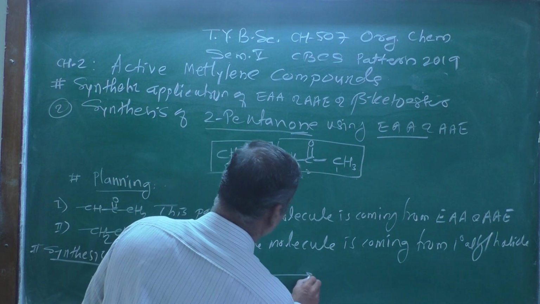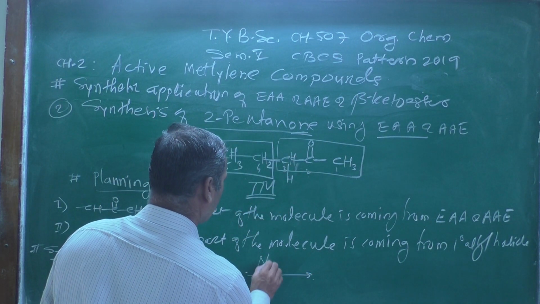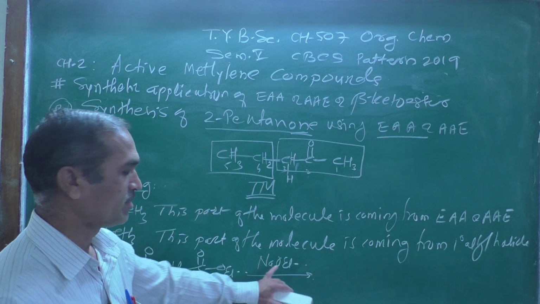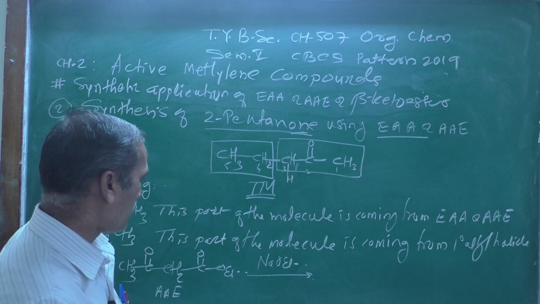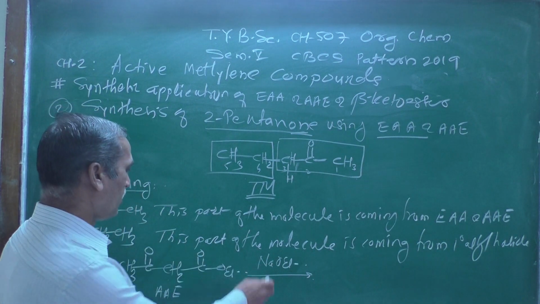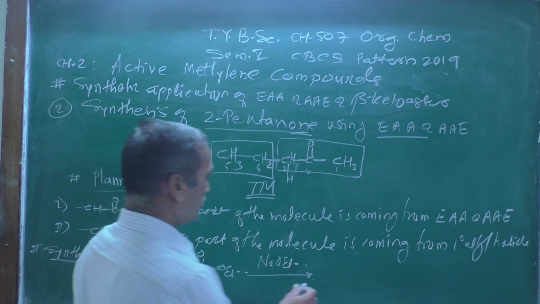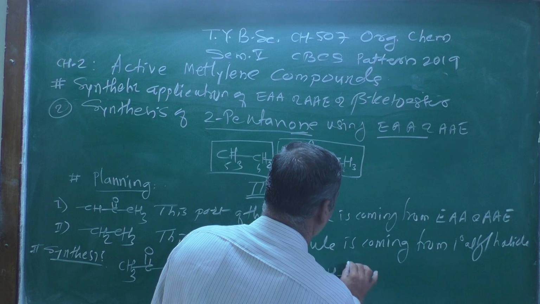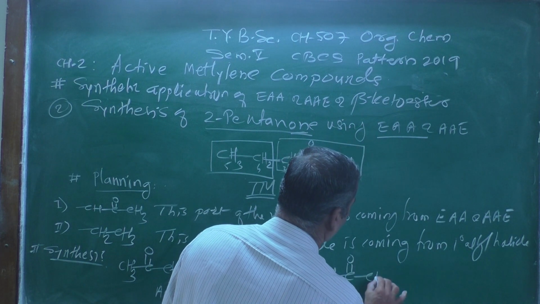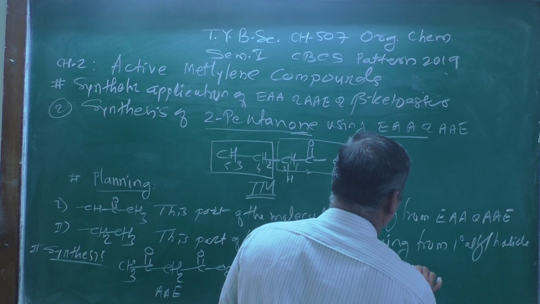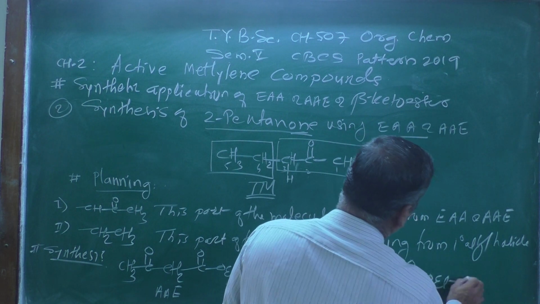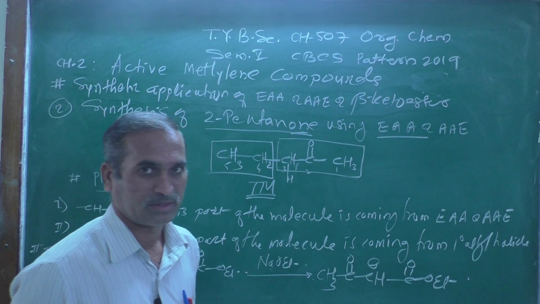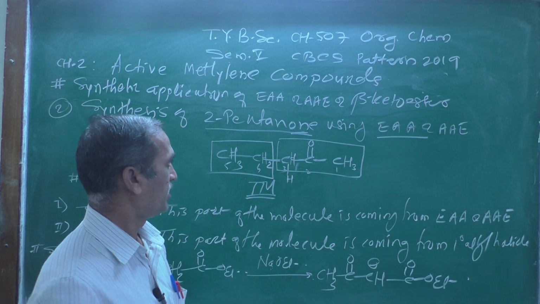Now the first step, we can use as a base here NaOEt, known as sodium ethoxide, and sodium ethoxide will abstract the highly acidic proton. You will get CH3, then C double bond O, then CH minus, C double bond O, OEt. Here you can write minus and Na plus. So let's see the next.